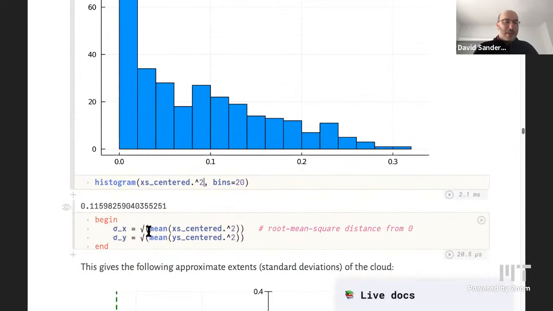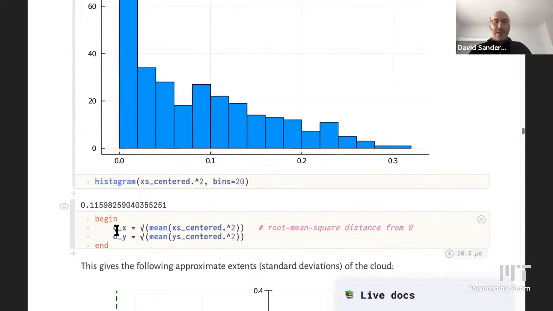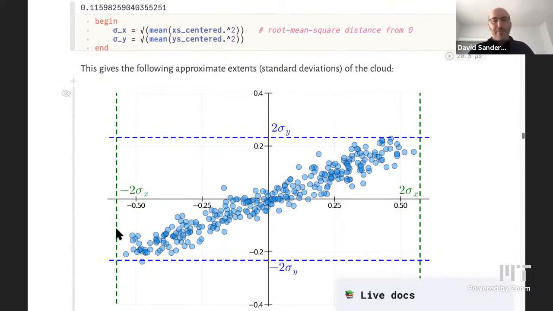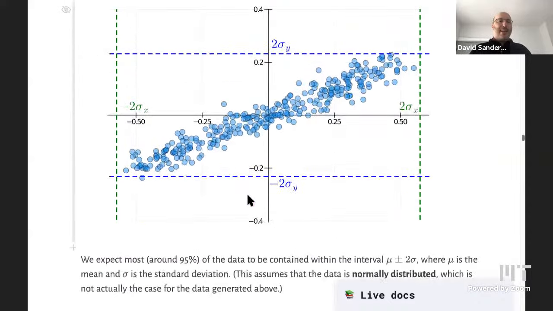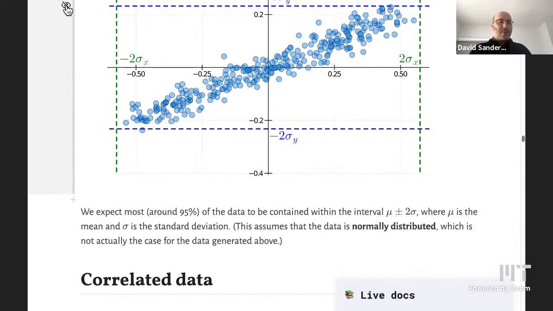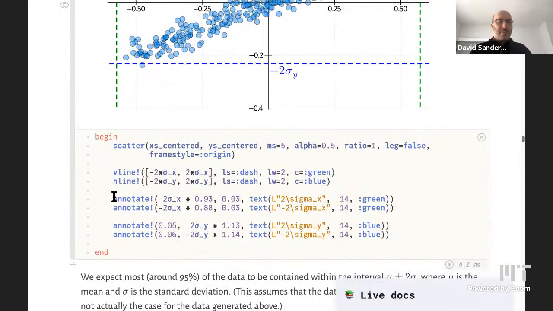And then, okay, anyway, so that gives us something called the variance, this mean of the squares of the data once we've centered them around 0. And then we take the square root, and that gives us the standard deviation, which is usually called sigma. And so here I've drawn the same data again, and I've calculated these sigma x and sigma y, and maybe I can add into this picture lines at sigma x and sigma y.